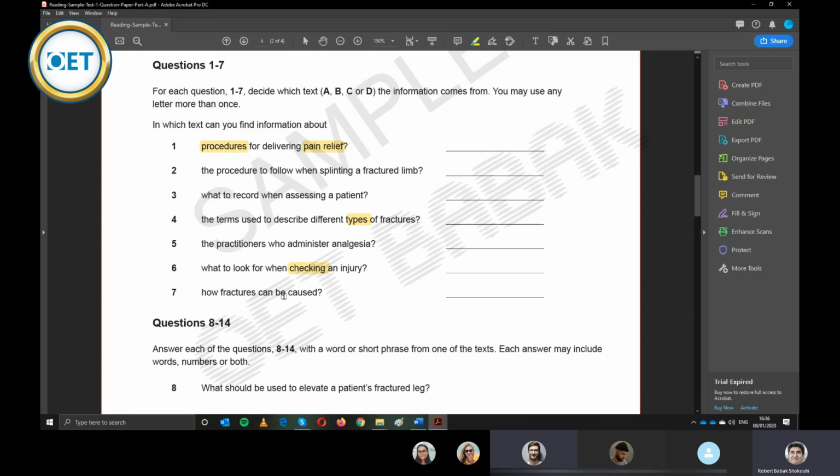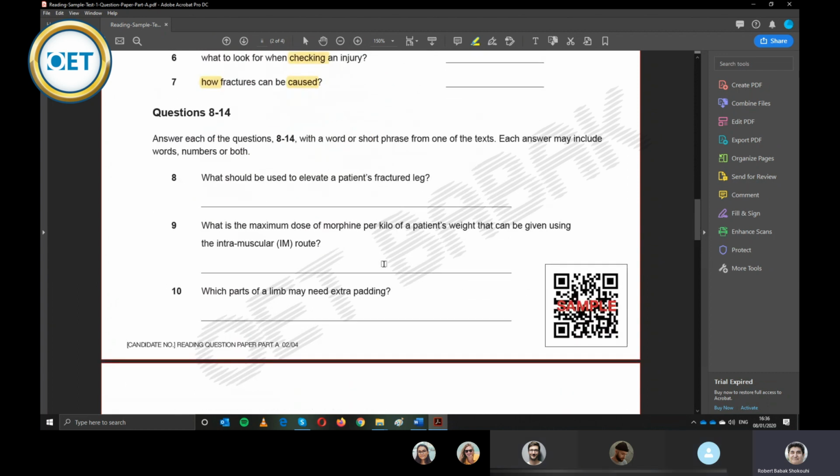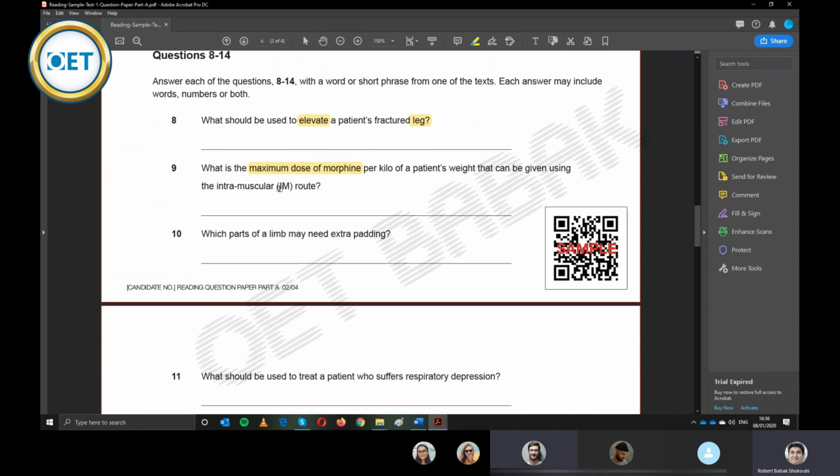What to look for when checking an injury, okay? Checking, and how caused, so mechanisms, okay? Then if you can remember, it's a good idea to look at these questions too. For example, here it says elevate leg, okay? Maximum dose of morphine IM, okay?